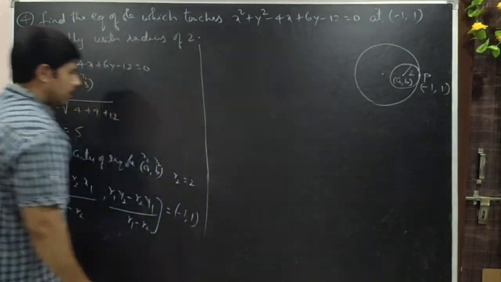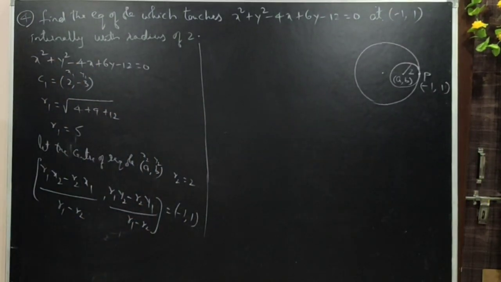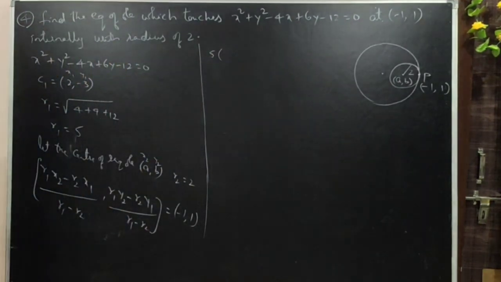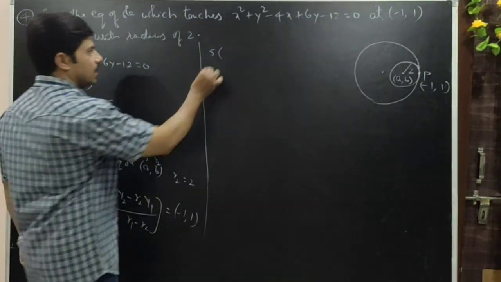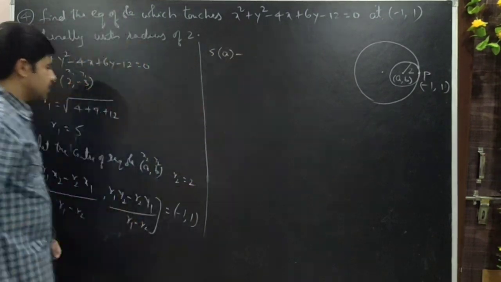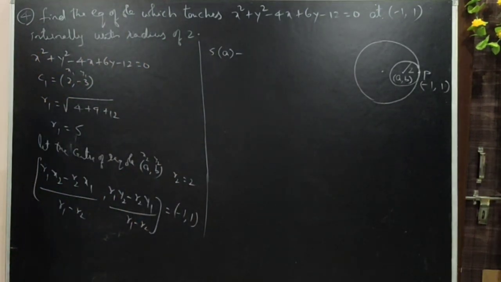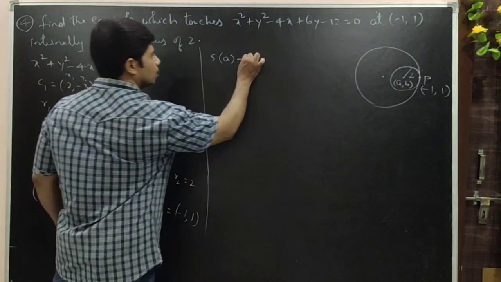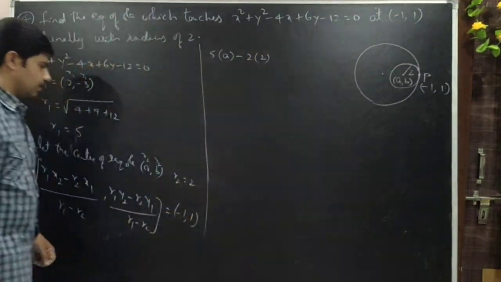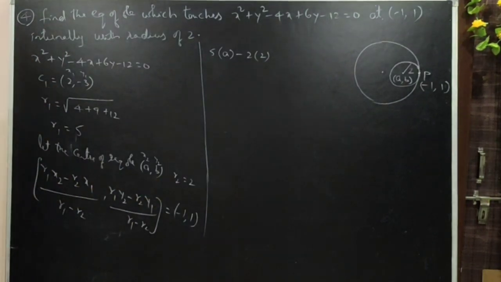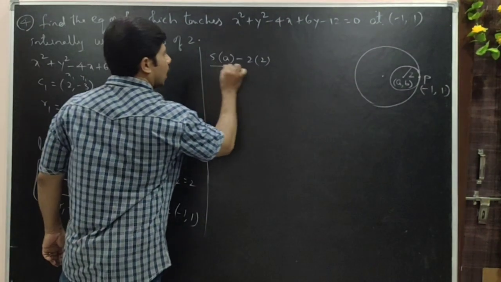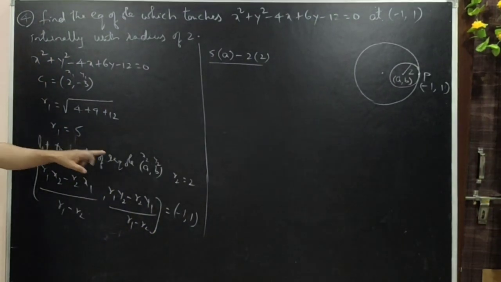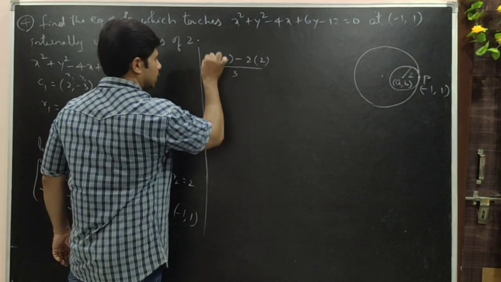So here R1 X2. What is X2? X2 is nothing but a. R1 X2 minus R2 X1. R2 is 2, X1 is 2. R2 X1, and Y: R1 minus R2. So what is R1 minus R2? 5 minus 2 is 3.